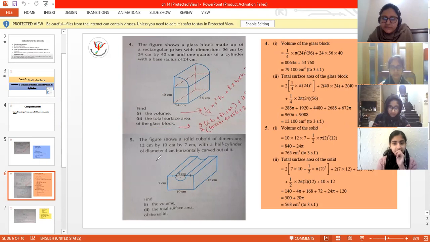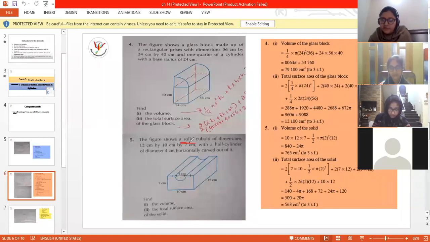Now come towards question number 5. The question number 5, the figure shows a solid cuboid of dimensions 12 centimeter, 10 centimeter and 7 centimeter. First thing, it is clear that it is a solid cuboid and we have to subtract anything from the surface area.